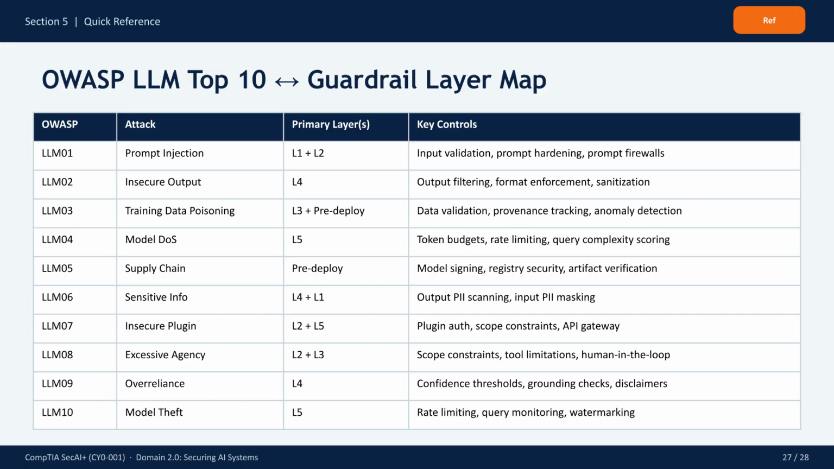LLM07, insecure plugins, is defended at layers 2 and 5 with plugin authentication and scope constraints. LLM08, excessive agency, is defended at layers 2 and 3 with scope constraints and tool limitations. LLM09, over-reliance, is defended at layer 4 with confidence thresholds and grounding checks. And LLM10, model theft, is defended at layer 5 with rate limiting and query monitoring. Save this reference for your exam review. It is the single most comprehensive mapping of attacks to defenses in the entire course.